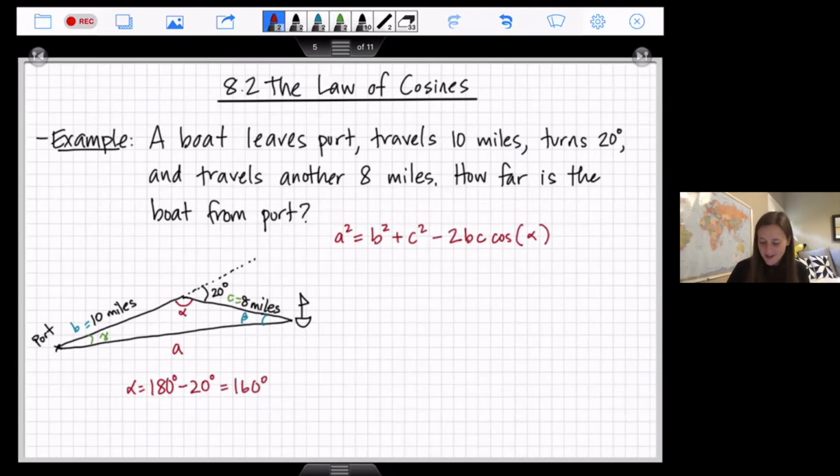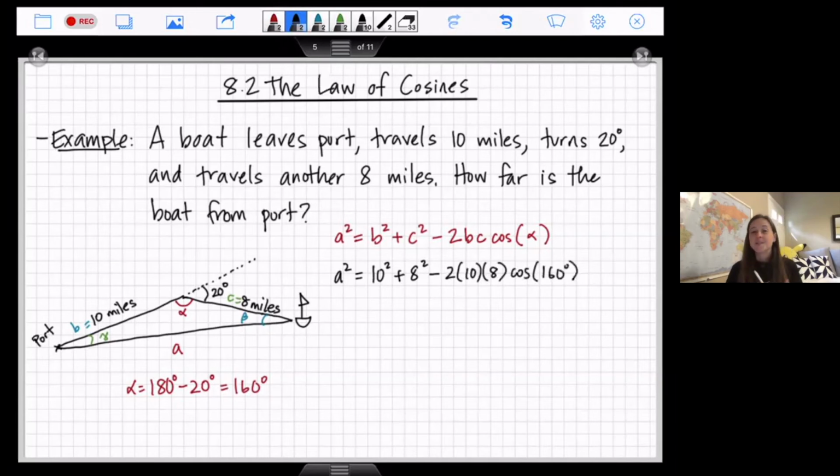All right, so let's see what else we can plug in here and see if we can solve for side length A. So A is what I'm looking for. I can't plug in there. B I said was 10. C I said was 8. The 10 and the 8 get repeated. And cosine of my angle alpha, which I just figured out was 160 degrees.